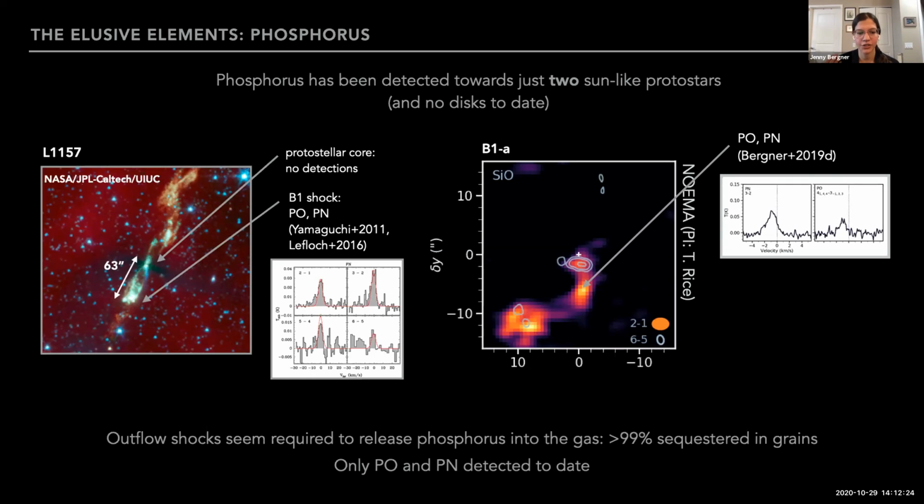So just in general, it seems like outflow shocks are really required to release phosphorus into the gas phase. We don't really identify it in more quiescent, unshocked regions. We also see that even in these regions where we can detect phosphorus, the abundances are extremely small. So we're talking a fraction of a percent with respect to the cosmic phosphorus abundance. Additionally, only PO and PN have been detected in star-forming regions to date. And so, in contrast to the sulfur chemistry, we have very few phosphorus carriers that seem to be in the gas phase.